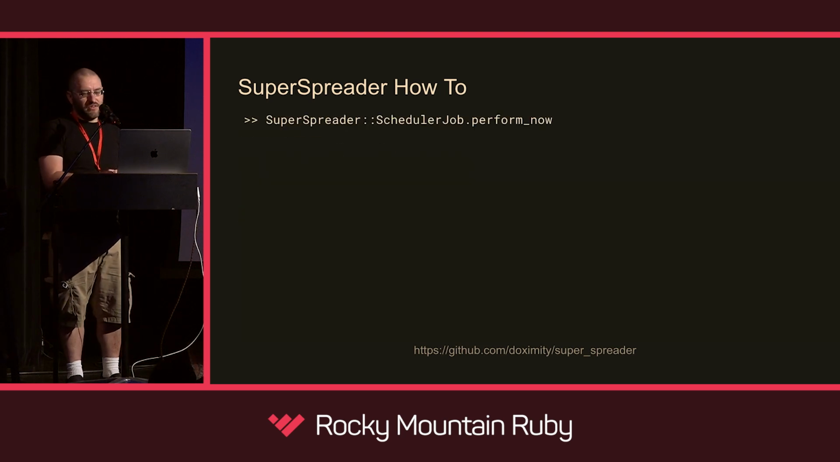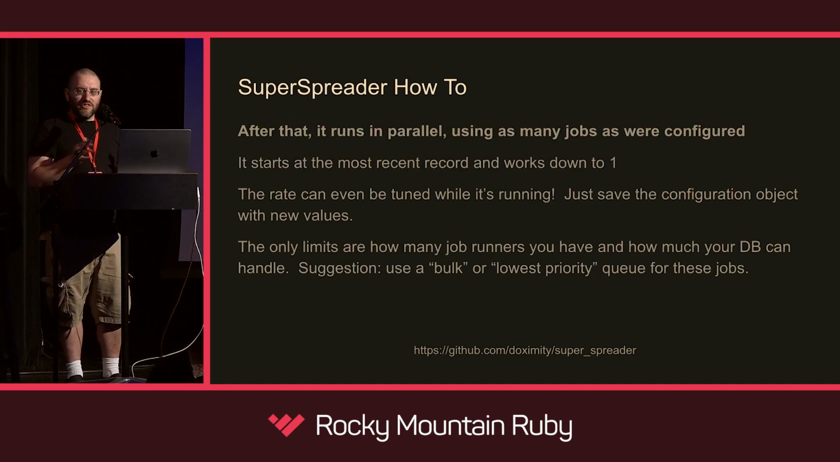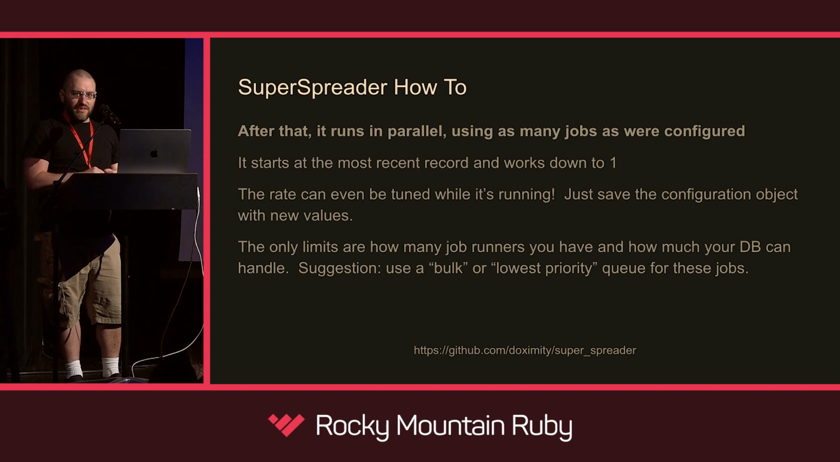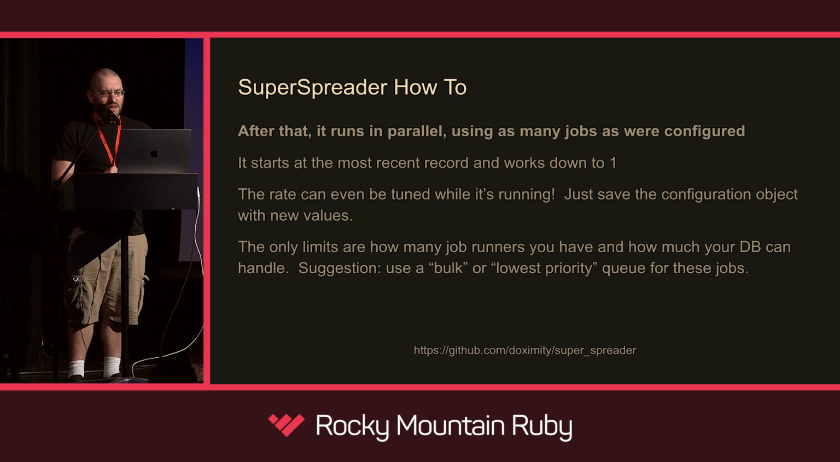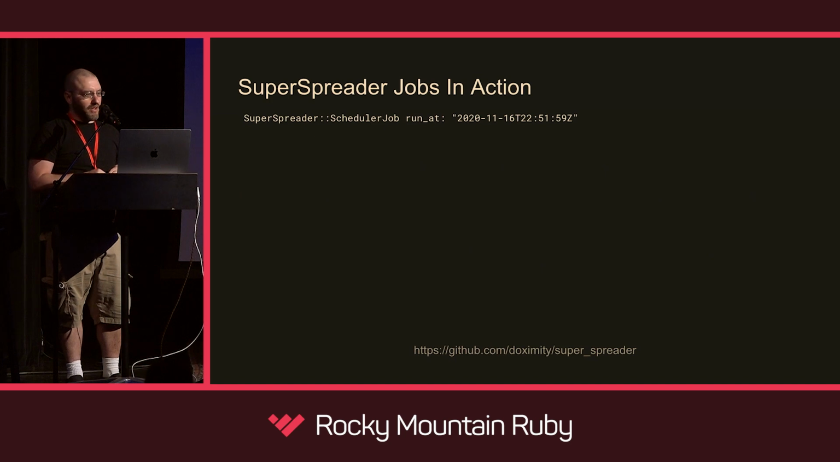So you tell the scheduler to go, and it runs in parallel using as many jobs as you want. It starts at the most recent record, works its way all the way down to 1, and you can even tune the rate while it's running. You just resave the configuration. There are some limits, based on how big your database is or something, but you can set it to be whatever you want.